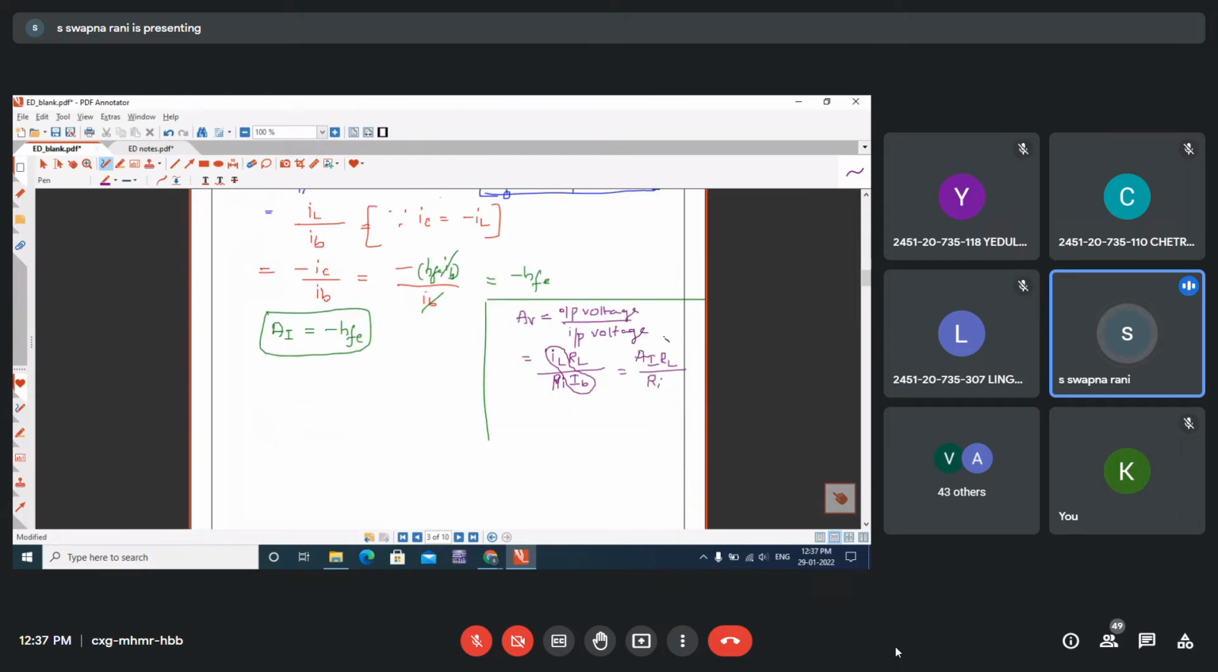This expression you can use. This is the equation I told you earlier, that this is the general expression of AV which is valid whether we are performing exact analysis or approximate analysis. AI into RL by RI. So now the voltage gain is AI, just now we have calculated that it is minus HFE, times RL, by RI, which is HIE plus RS.